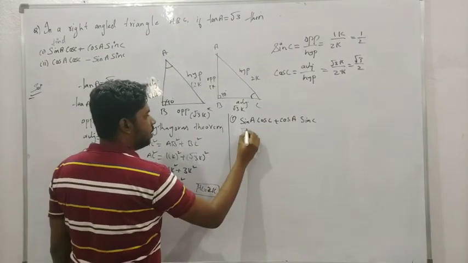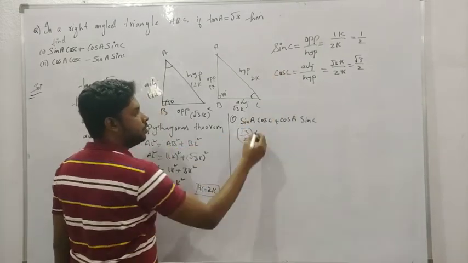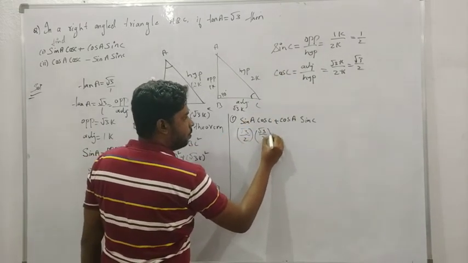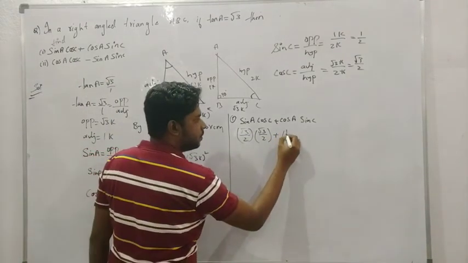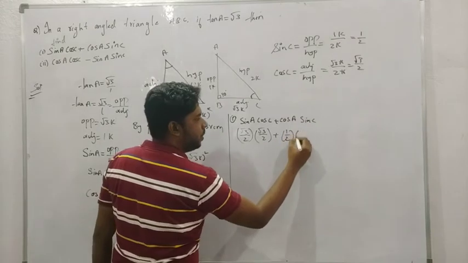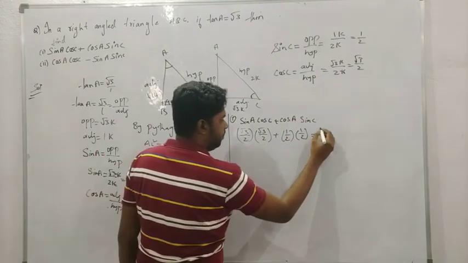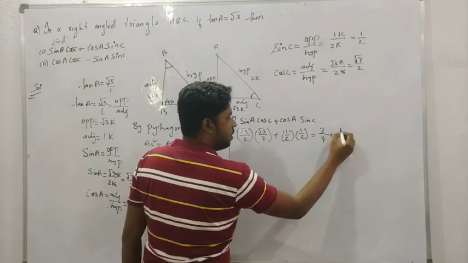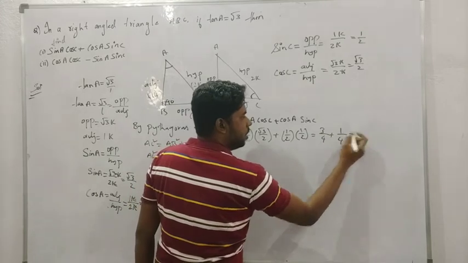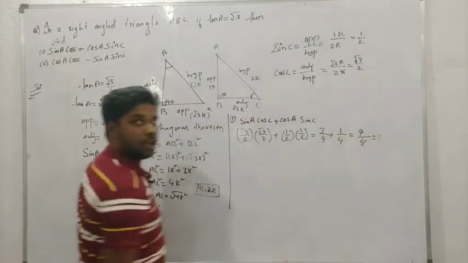Now easily you can say, what is sin A? Root 3 by 2, into cos C, again root 3 by 2, plus cos A, which is 1 by 2, times sin C, which is 1 by 2. So root 3 into root 3, I get 3. 3 divided by 2 2s are 4, plus 1 1s are 1, 2 2s are 4. LCM is 4. 3 plus 1 is 4. 4 gets cancelled. The answer is 1.